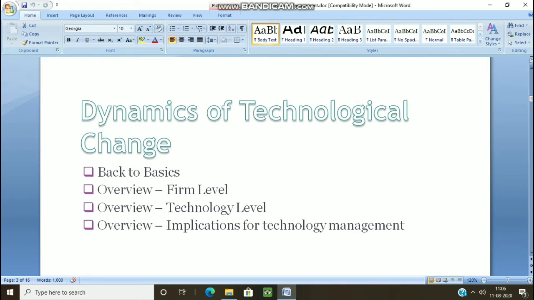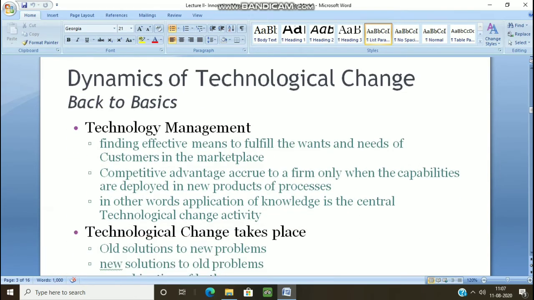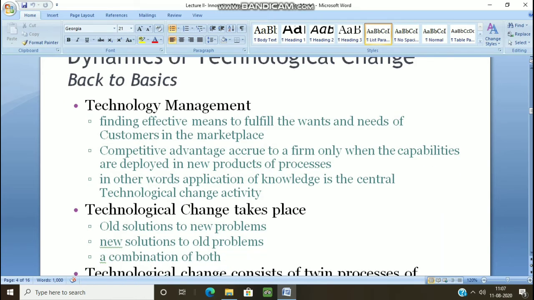So there are a few steps of the dynamics of technological change. First we go through the basics, then overview the firm level, technology level, and implications for technology management. So first thing, back to basics: dynamics of technological changes. In an earlier video we learned what technology management is, so it's a revision kind of thing.